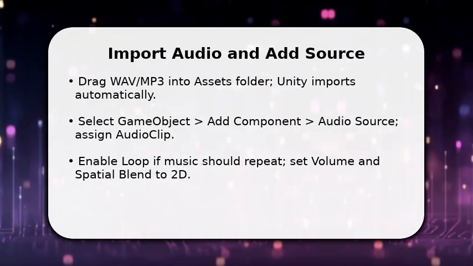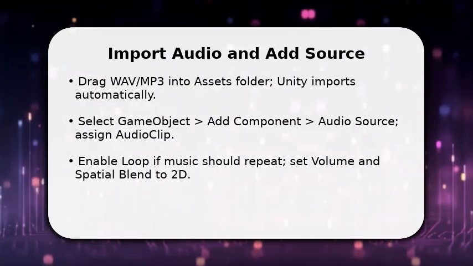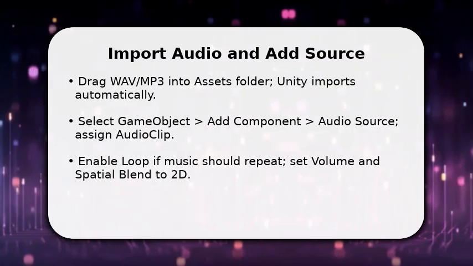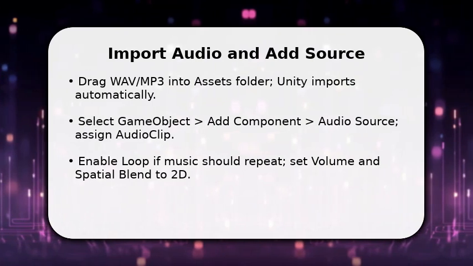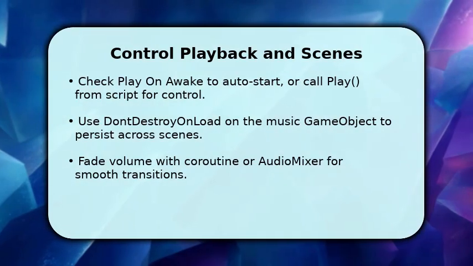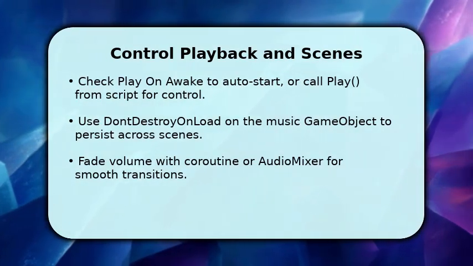Next, assign the imported audio clip to that audio source and enable loop if you want continuous background music. Make sure spatial blend is set to 2D for non-positional music, and adjust volume so the track sits behind other sounds.